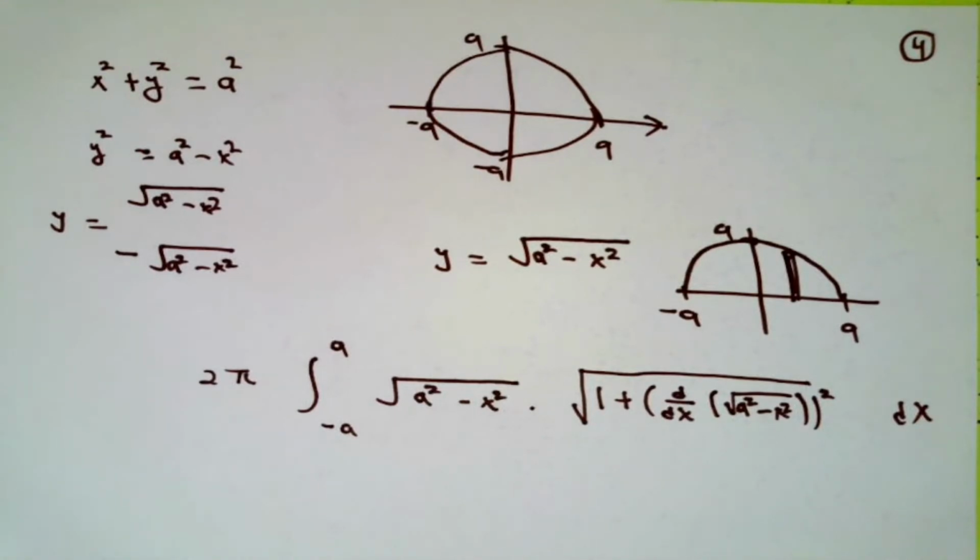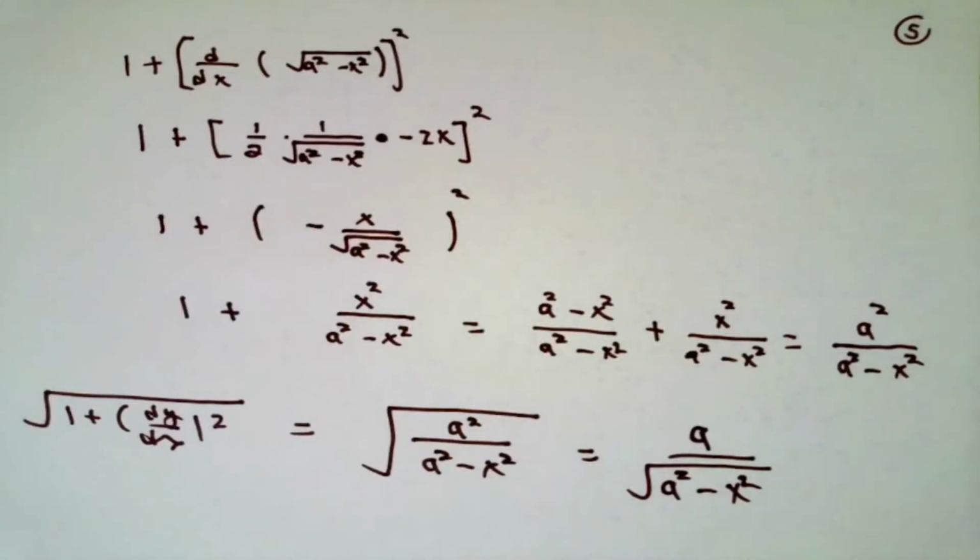Let's simplify the quantity underneath that second square root symbol to start with. Since this just involves algebra and calculus 1, I put in the steps here and omitted all the talking. That second square root quantity, in the end, works out to be a divided by the square root of a squared minus x squared. By itself, this is not looking good at all until we put it back together with everything else.